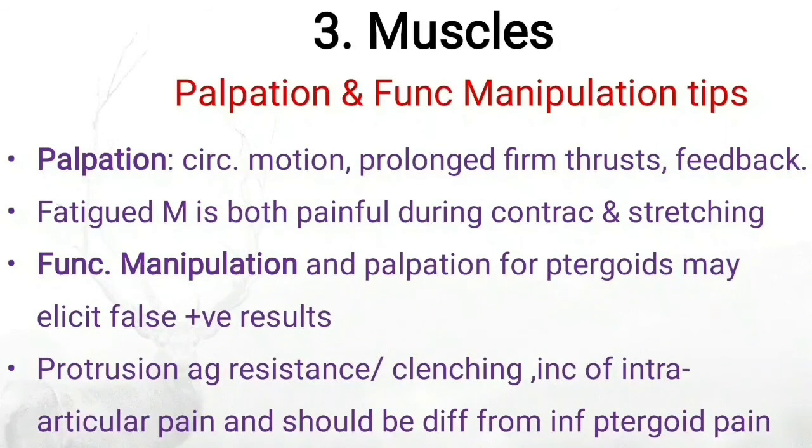Before heading to detailed muscle examination, a few tips regarding the palpation of the muscle and functional manipulation should be understood. How to perform accurate palpation. Palpation is performed with the inner surface of the index finger and middle finger and the thumb, with circular motion in the form of prolonged firm thrust more than shallow thrust along the whole length of the muscle and at the origin and insertion, while taking feedback from the patient about any pain he feels during palpation and if he wants to discontinue the palpation procedure.